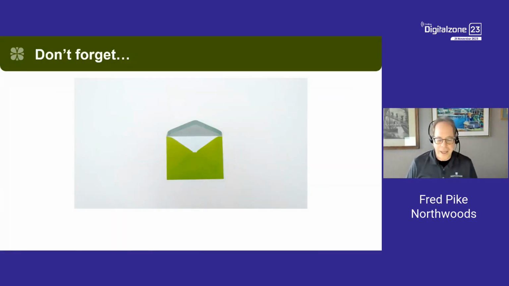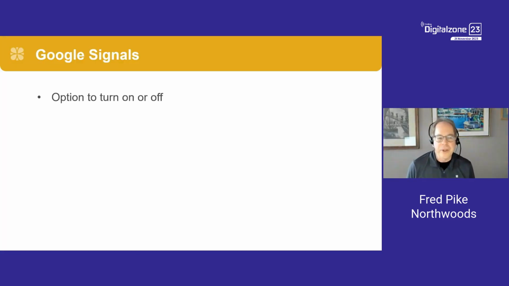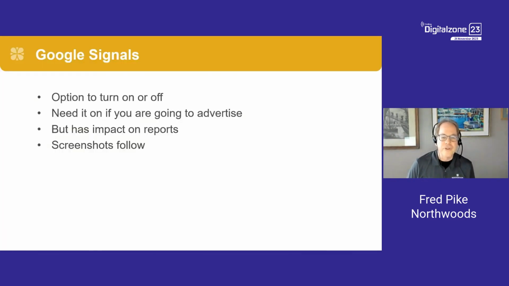I want to keep us on time here. I know we have a break coming up too, but the next thing I want to talk about is Google Signals. Let's show that. Google Signals is one of the things that got added in GA4. It's Google's attempt to do several things, but one of the main things it tries to do is identify a user across multiple devices.